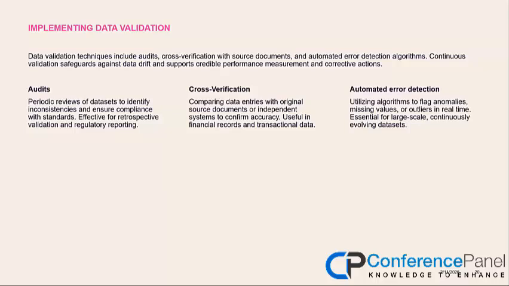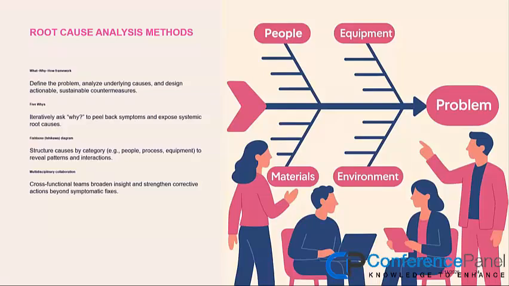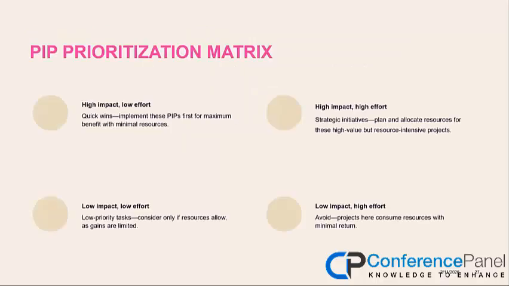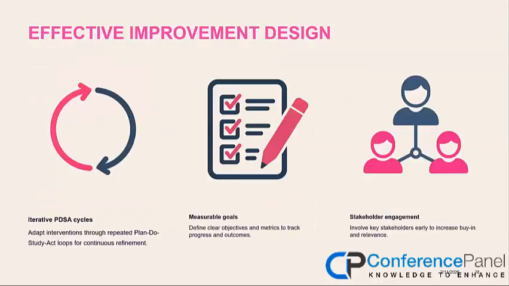These include audits, cross-verification with source documents, and automated error detection algorithms, extremely important. So root cause analysis methods. Some of the proactive things you want to do is staff education. The prioritization is high impact, low effort. That's a quick win.